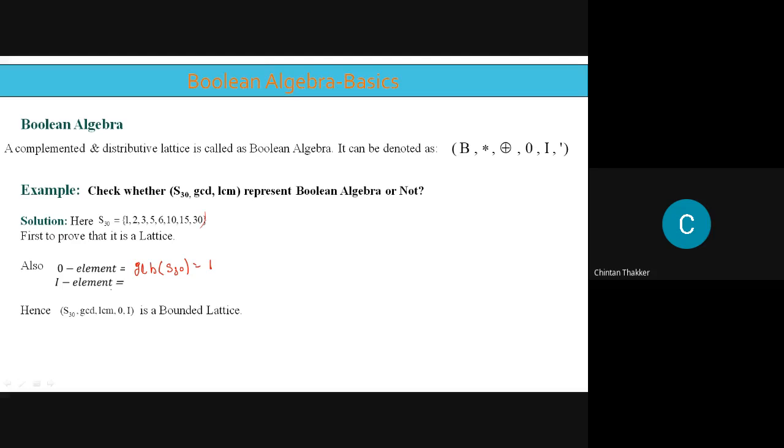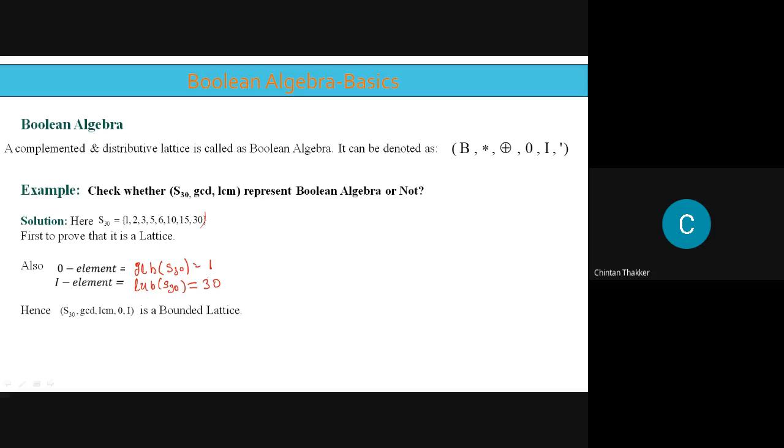So the I element is the LUB of S30. All elements divide 30, so 30 is an upper bound, and we have only one upper bound, so it is the least upper bound. So the LUB is 30. So the zero element and the I element exist, and they belong to the set. So it is a bounded lattice.